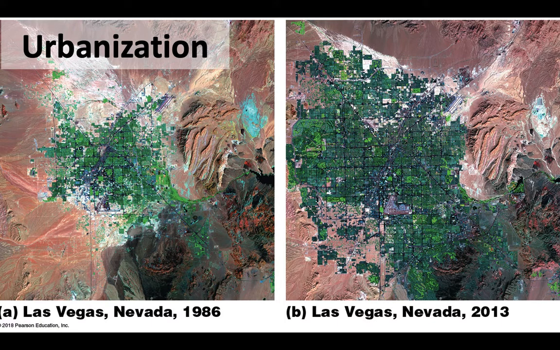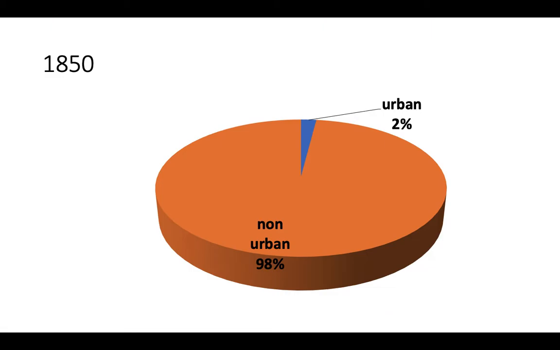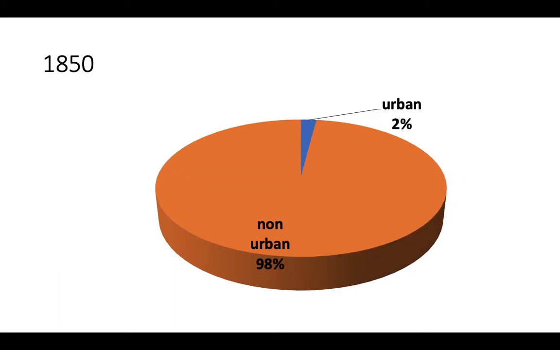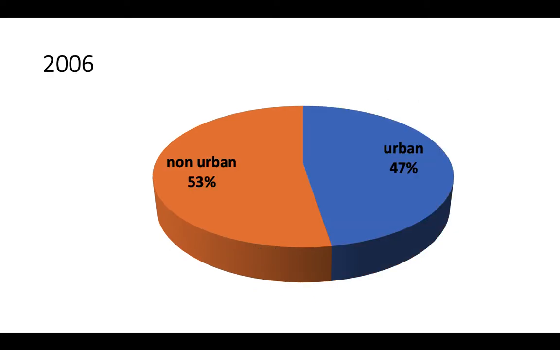And Las Vegas isn't the only city that fits this pattern. It's a pretty common phenomenon that we see with cities across the globe. They're growing, they're expanding, and they're spreading. If we look at the population and where people live in 1850, we see that only about 2% of people on Earth live in cities, whereas by 2006, almost 50% of people live in cities. So a pretty dramatic change in about 155 years.